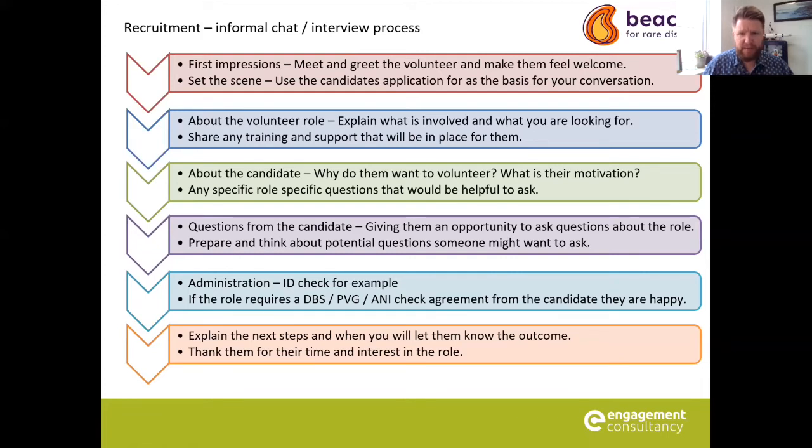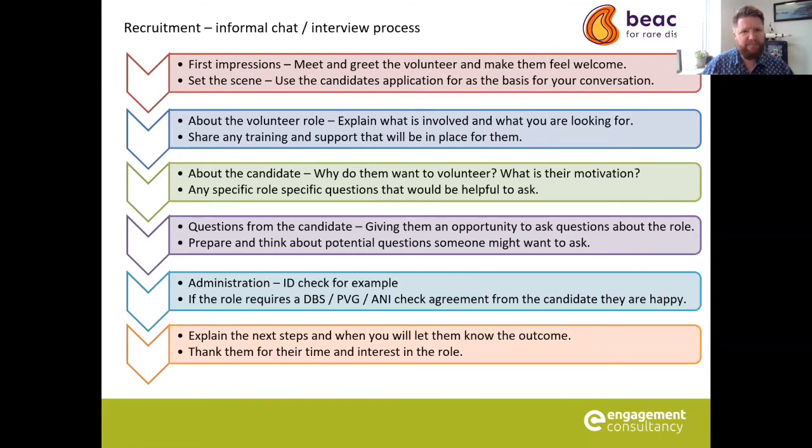Admin, so making sure that if you need to do an ID check, or if the role needs a DBS check, for example, if the role is working with young people or vulnerable adults, you have those processes in place. And what are those next steps? What's going to happen afterwards?